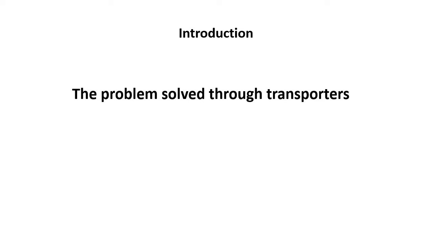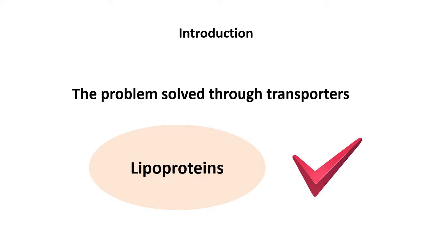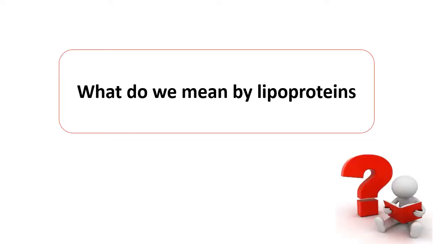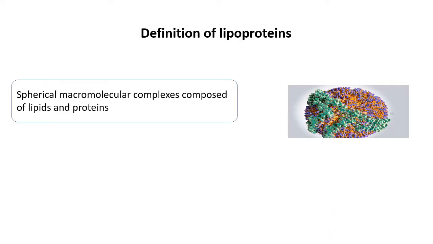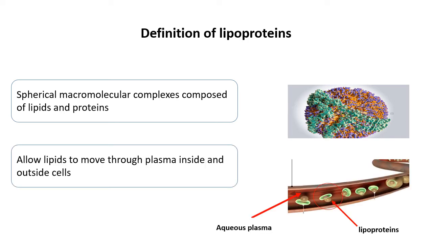The problem is solved by incorporating nonpolar lipids with amphipathic lipids, which are the phospholipids and cholesterol, and proteins to make water-miscible lipoproteins. So, what are these lipoproteins? Plasma lipoproteins are spherical macromolecular complexes that are composed of lipids and proteins. Their function is to allow lipids to move through plasma inside and outside cells, as you can see in the figure.